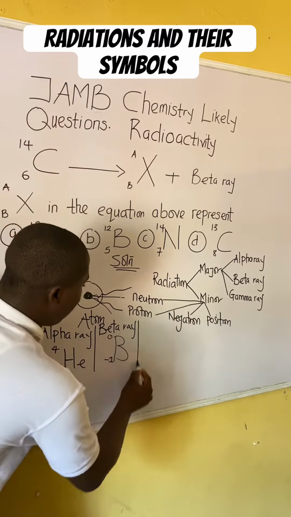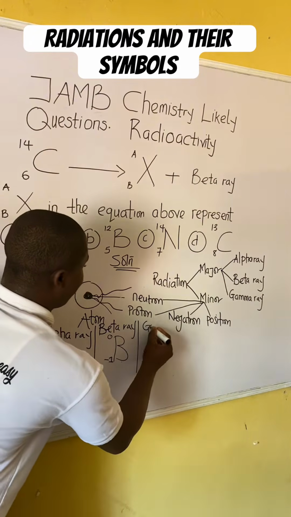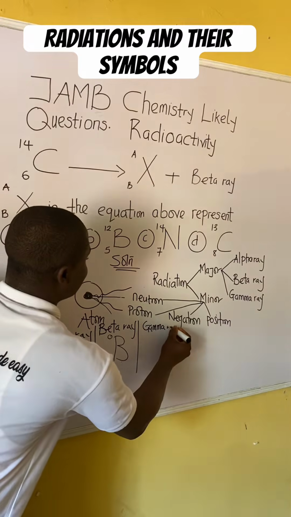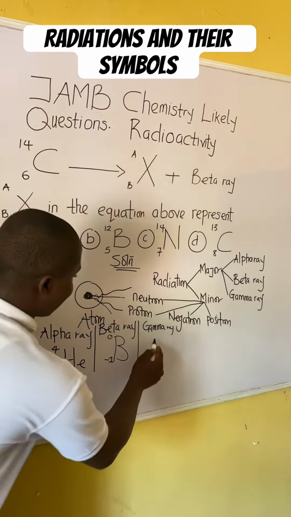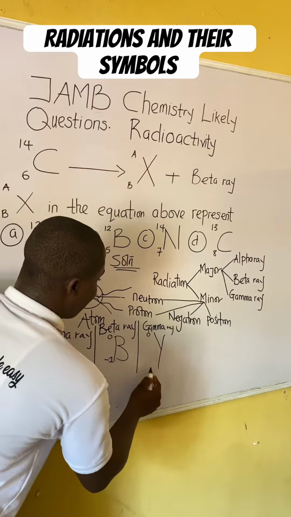Alright, so moving over to the gamma ray, here is the symbol for the gamma radiation. Gamma radiation is symbolized as this. Here is 0 and here is 0.